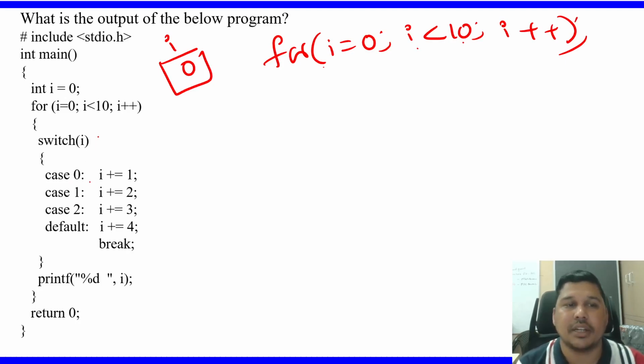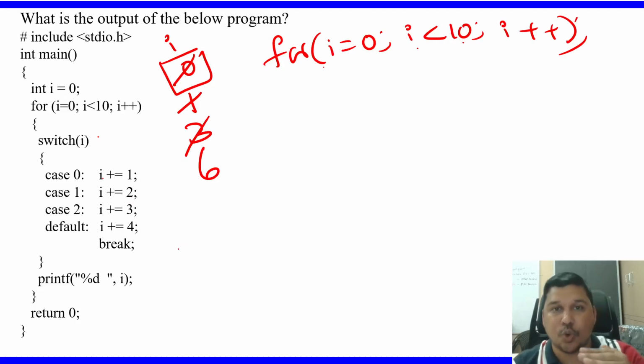So you are passing switch of 0, meaning case 0 is matching. What is the statement here? i equal to i plus 1. So i becomes 1. But there is no break statement. Whenever there is no break statement inside a switch case, the next statement is executed. So it comes to i equal to i plus 2. So 1 plus 2, it becomes 3. Again, there is no break statement. It will come down. i equal to i plus 3. So this also will be executed. 3 plus 3, it is 6. Again, it will come down since there is no break statement.